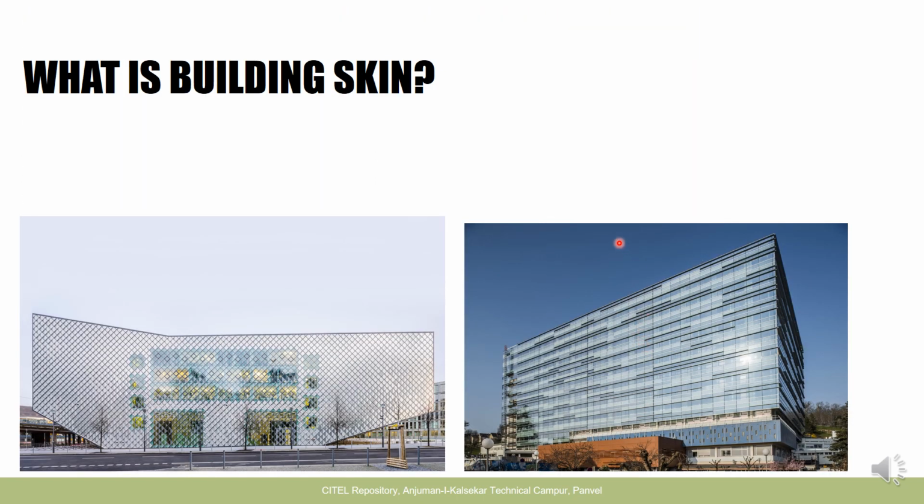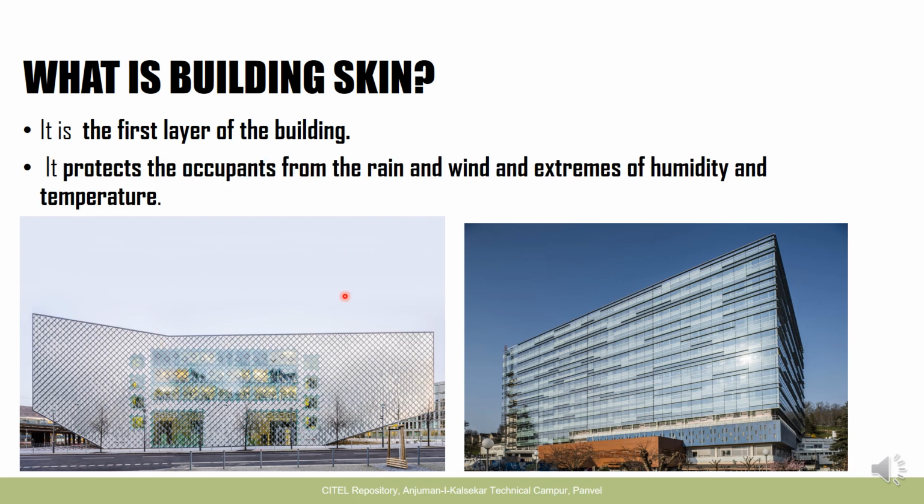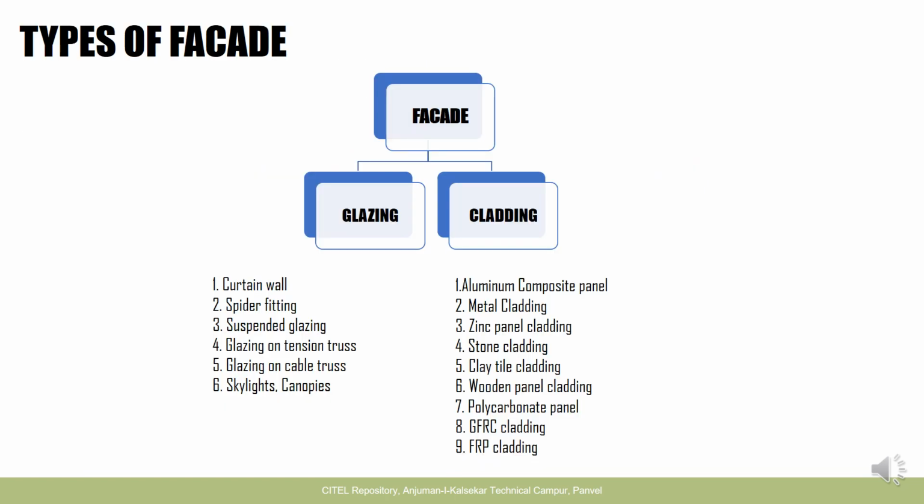Now, what is a building skin? Building skin is the elevation of the building, or something that you see, which is the first layer of the building. The primary function of the building skin is to protect its occupants. It provides protection from rain, wind, humidity and temperature.